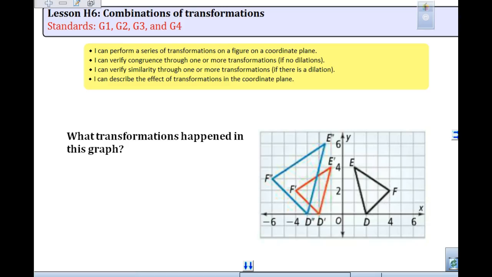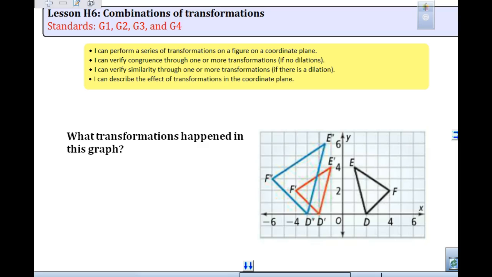You are looking at this lesson, H6. We are looking at this transformation. I want you right now with your shoulder partner to think: I'm going from D, E, F, and we're going to keep it in order, to D prime, E prime, F prime, to D double prime, E double prime, F double prime.